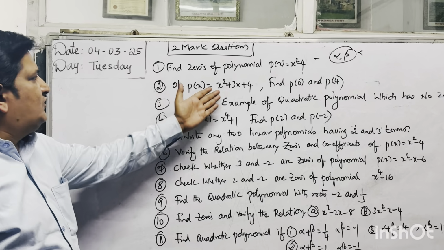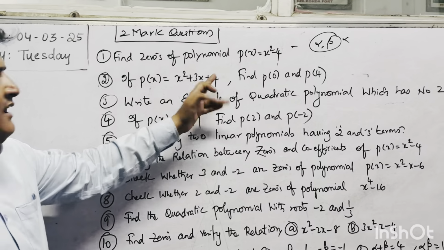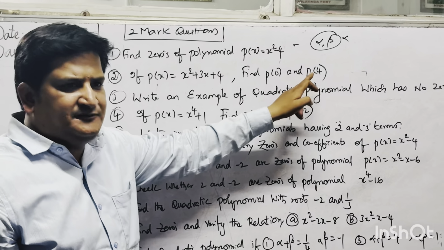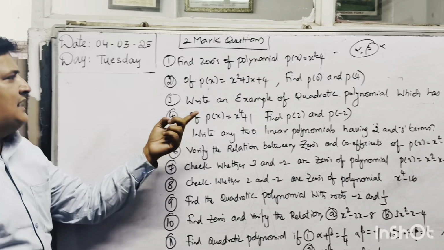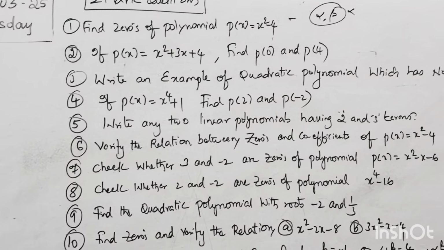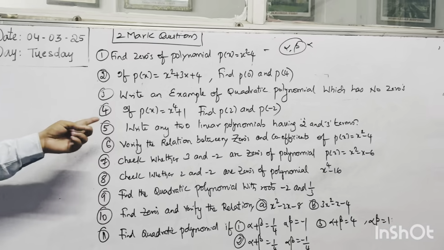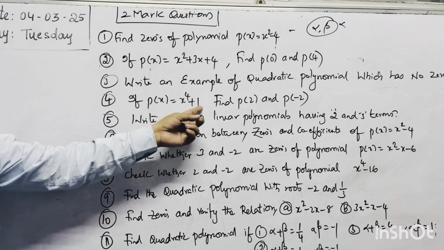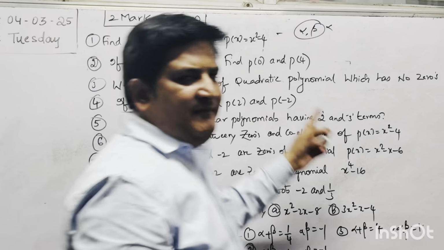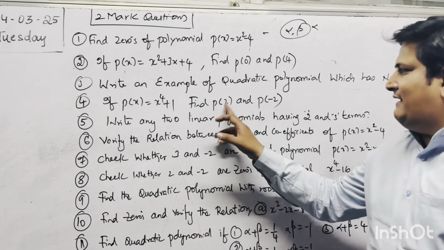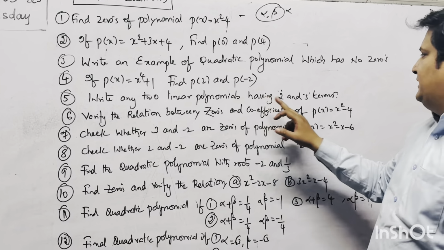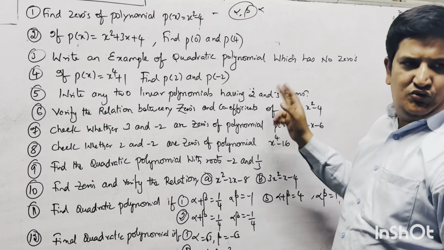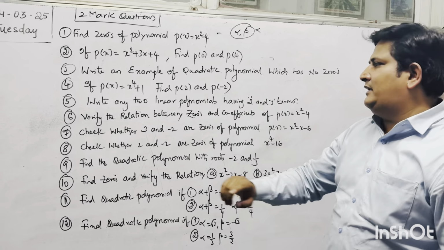If p of x is equal to x square plus 3x plus 4, find p of 0 and p of 1. You have to substitute 0 and 1, you will get the values. Next, write an example of a quadratic polynomial which has no zeros. Next, if p of x is equal to x power 4 plus 1, find p of 2 and p of minus 2. Here also you need to substitute the values. Next, write any 2 linear polynomials having 2 terms and 3 terms. You have to write 2-term and 3-term linear polynomials.